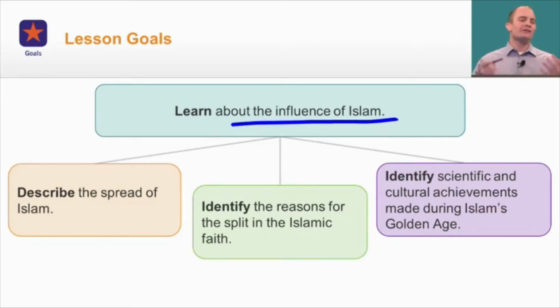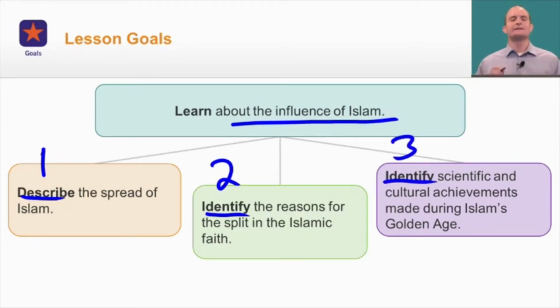And in order to succeed at this goal, which we definitely will, we first need to describe the spread of Islam. Secondly, we need to identify the reasons for the split in the Islamic faith. And third and finally, we need to identify scientific and cultural achievements made during Islam's golden age.